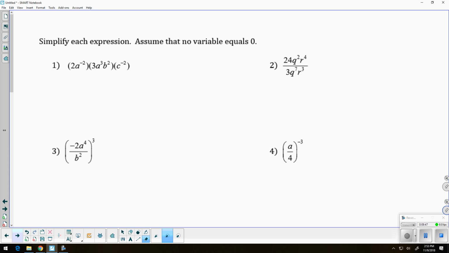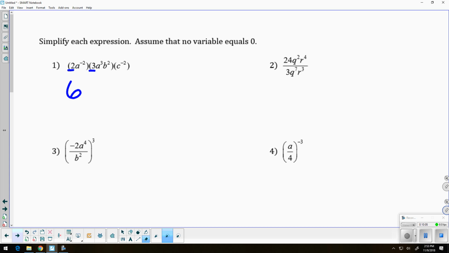So the first thing I'm going to do with multiplication is multiply just the coefficients together. So 2 times 3, that gives you 6. That's just straight multiplication. But now with the exponents, you want to add them. You're not just going to start adding all of them together. You just want to combine the a's with the a's, the b's with the b's, and the c's with the c's.